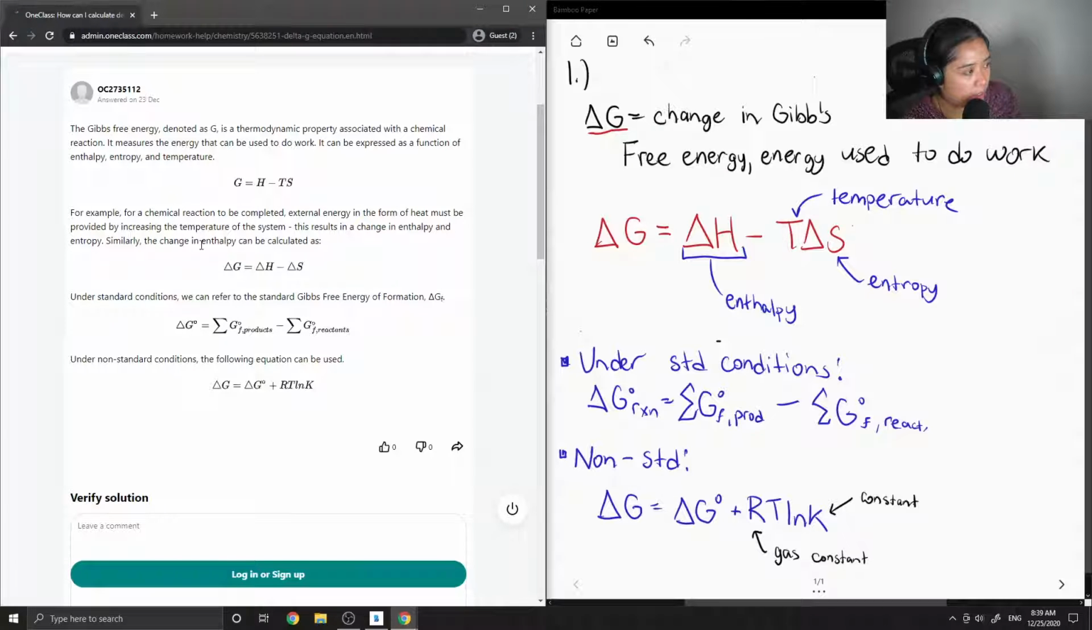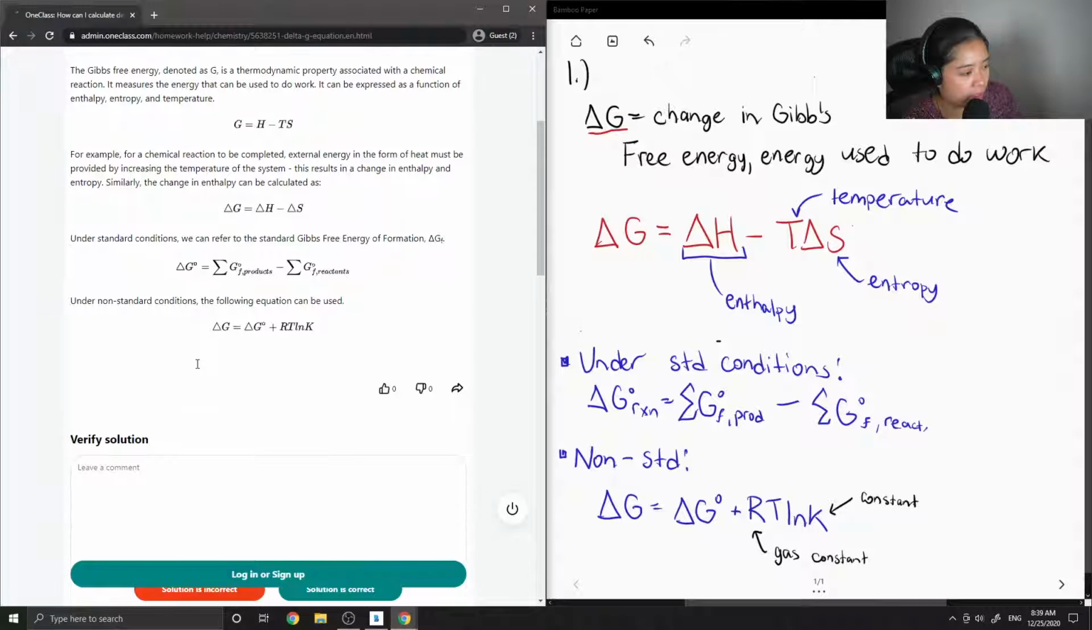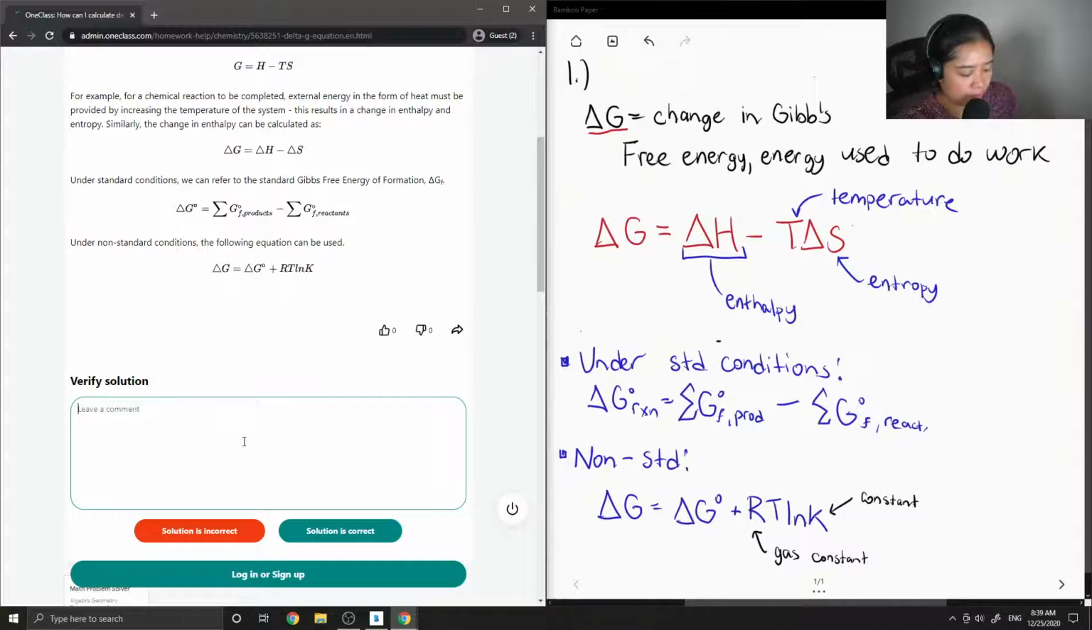Similarly, the change in enthalpy can be calculated as delta G is equal to delta H minus, I think there should be a T here, T times delta S. Under standard conditions, we can refer to the standard Gibbs free energy of formation, delta G f. Okay, and then under non-standard conditions, the following equation can be used. Yep, so this solution is correct.